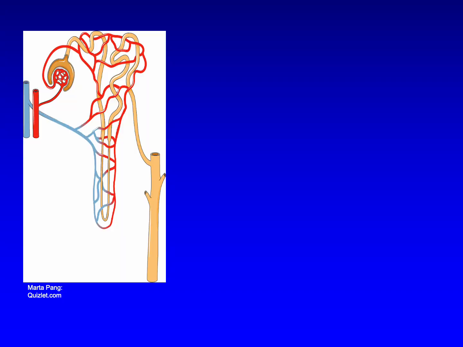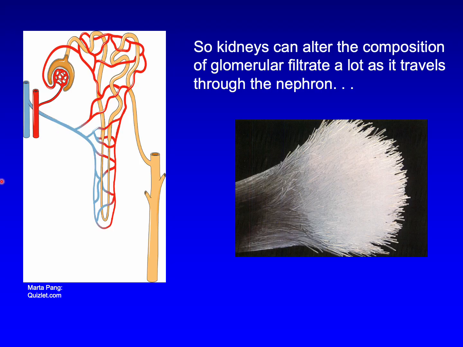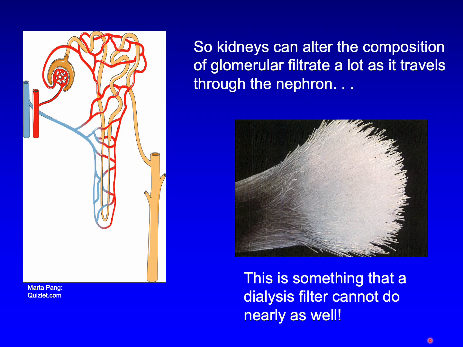So I would like to leave you with the thought that the kidneys can do some amazing things and can alter the composition of filtrate and therefore of a person's blood by quite a bit by their processes of reabsorption from the tubules into the circulation and secretion from circulation into the tubules. This is something that dialysis filters, which are basically inert capillaries, cannot do nearly as well. And the way that the process of dialysis alters blood composition and gets rid of toxins and wastes is another whole topic that will be covered in a later video.